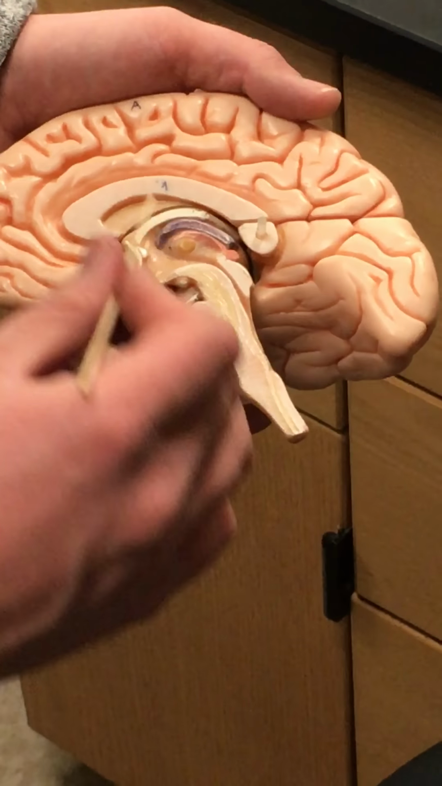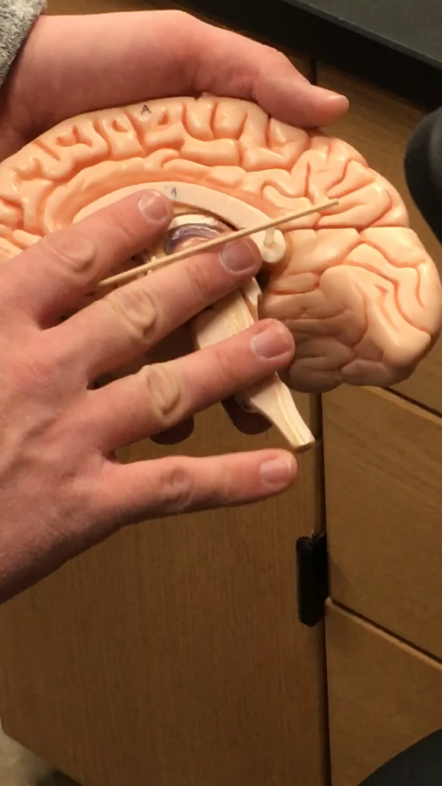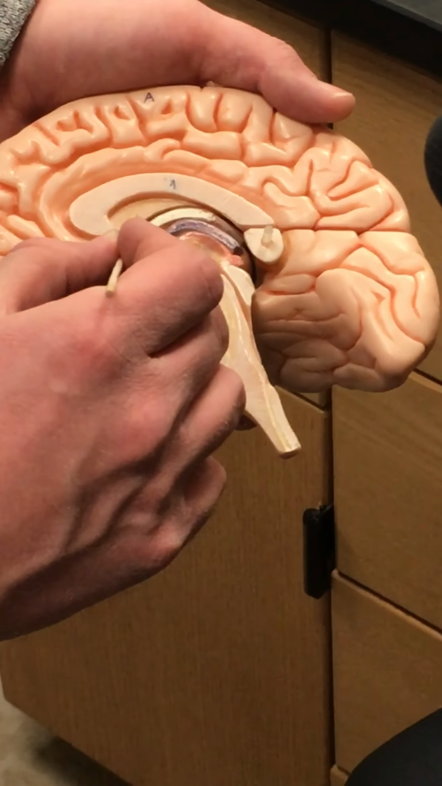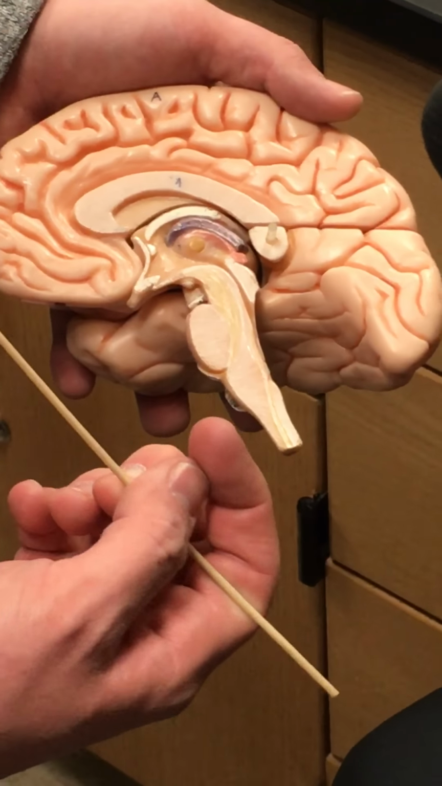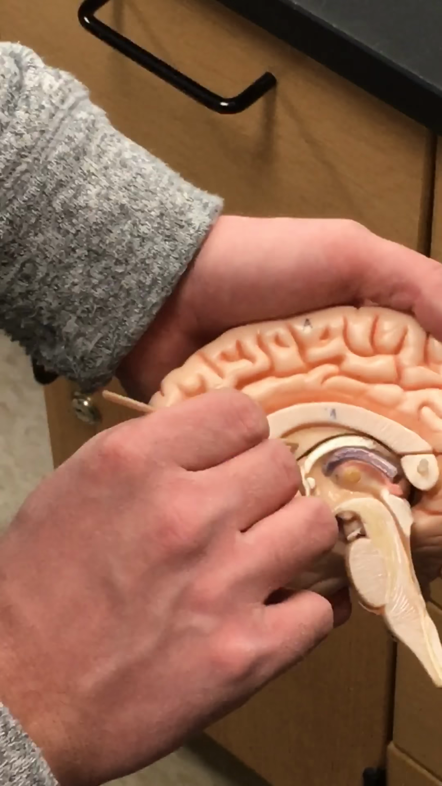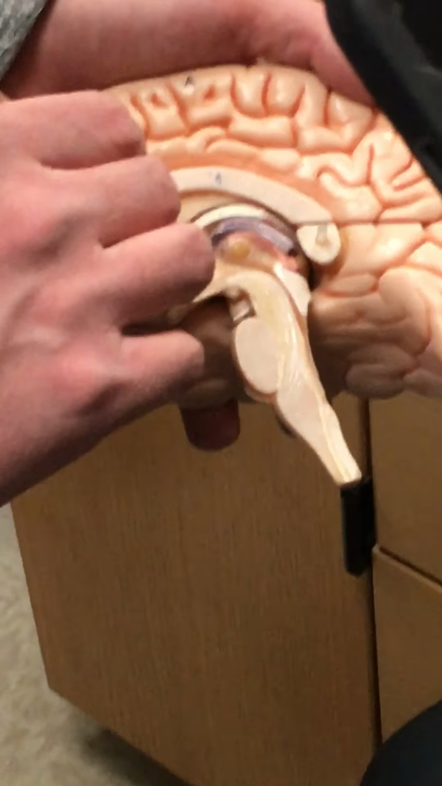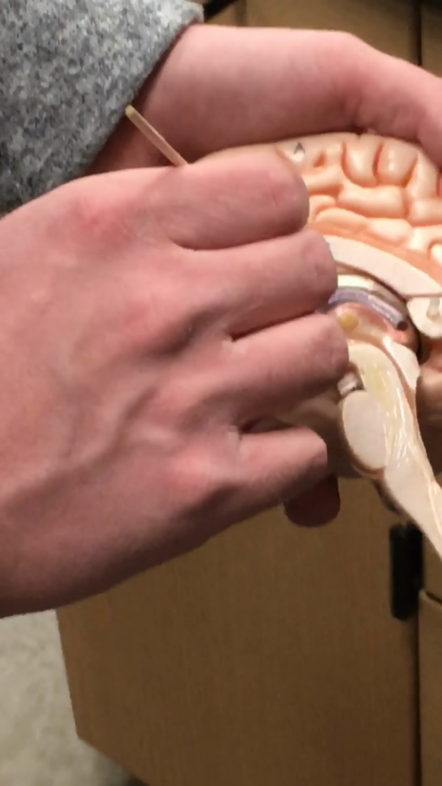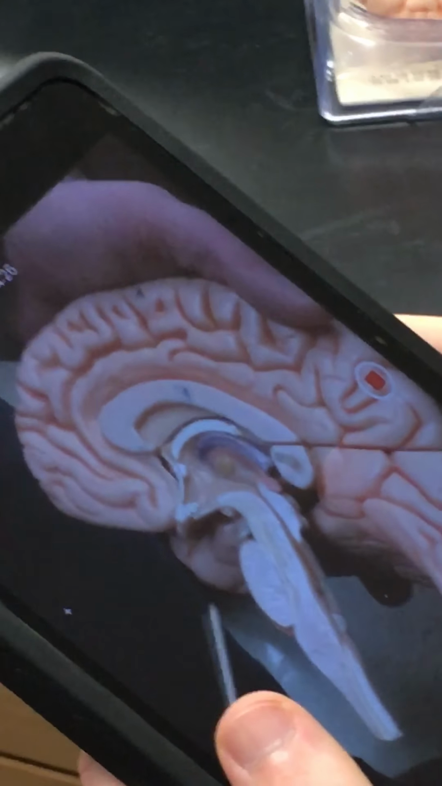So in here, we're going to look at some of these structures now. So you've got the septum pellucidum right here, which is a membrane that separates your lateral ventricles. And then behind the septum pellucidum, there's a space, and that's your lateral ventricle. So if we say name the structure, we're looking at the septum pellucidum, and if we say name this space, we're looking for the lateral ventricle.